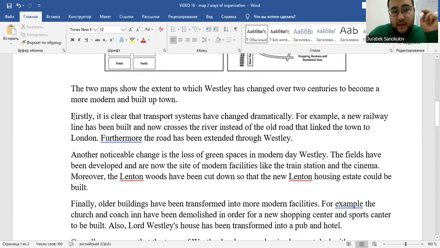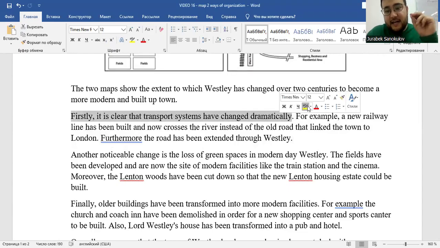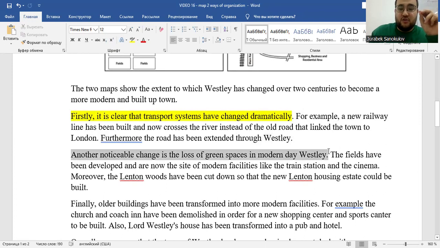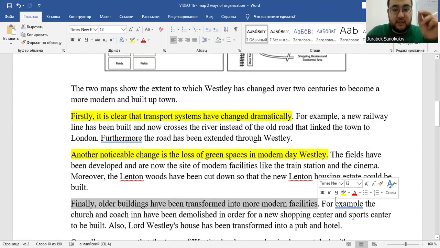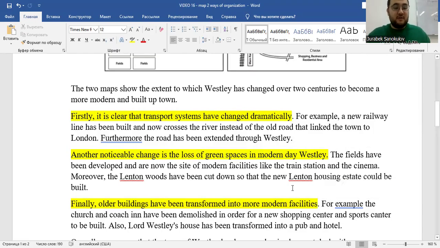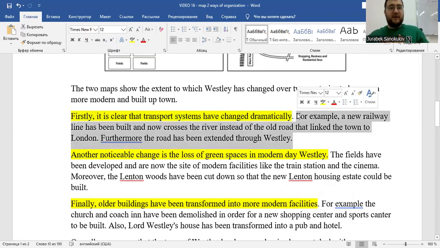Firstly, pay attention to the topic sentences. I repeatedly said this thing: you need to divide information according to a clear, particular logic, and you need to present that logic as a topic sentence to show the examiner this is what I'm going to do in this body paragraph. Pay attention to it. So let's look at the topic sentences. Firstly, it's clear that transport systems have changed dramatically. So now I know that this whole body paragraph is going to be about transport systems.